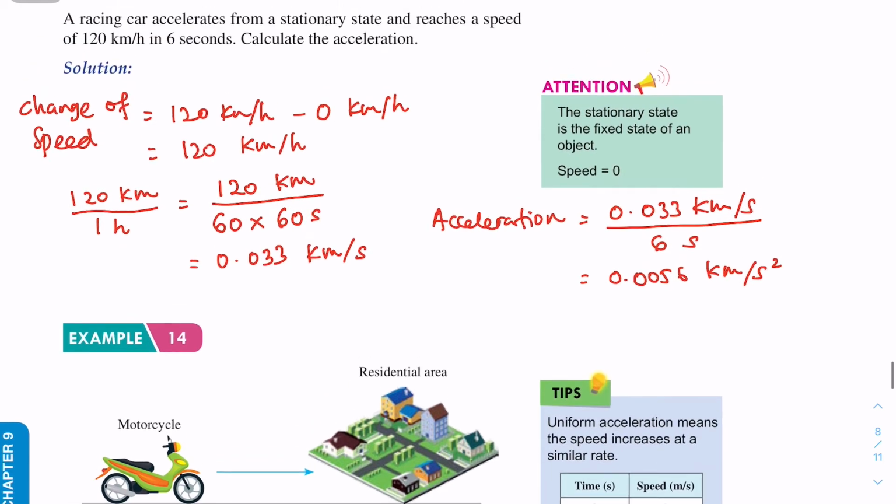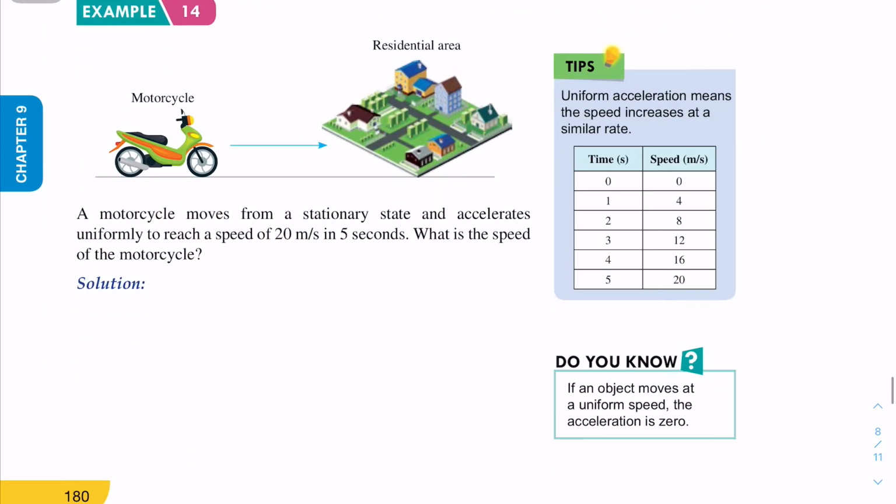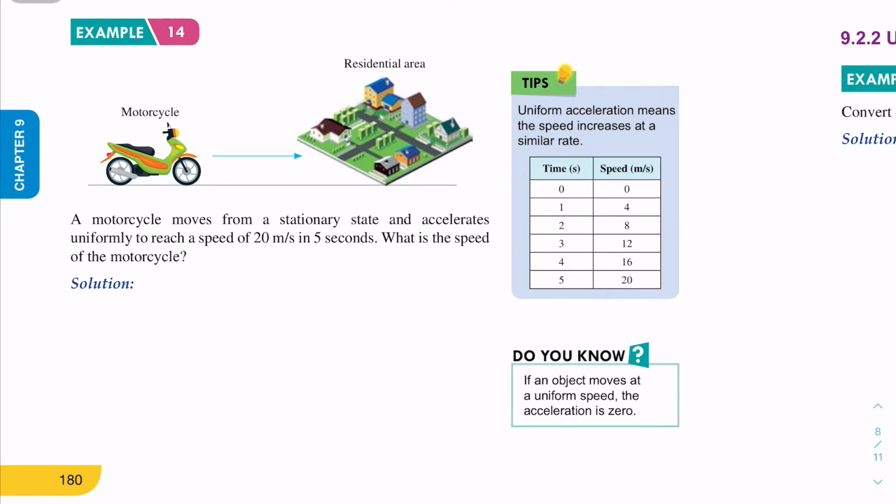Like number 13, in the question it was given 120 km per hour in 6 seconds. To make it easier for us, that's why we change this hour into second. It's actually to make it easier for us to calculate. So let's look at example 14. We can calculate the acceleration.